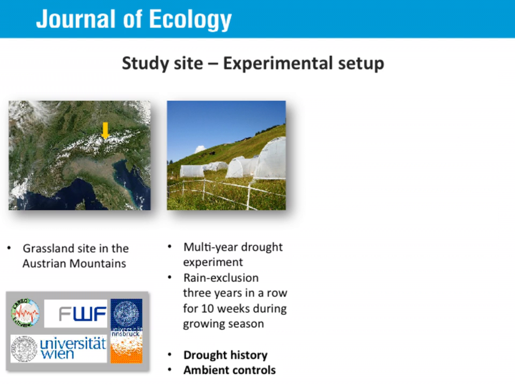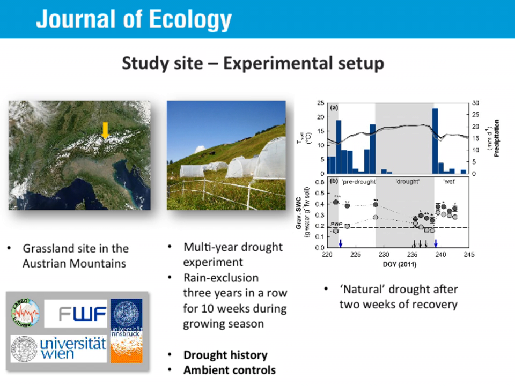To address these questions, we conducted an experiment on a grassland site in the Austrian Alps. The grassland was part of a multi-year drought experiment and has been exposed to extreme droughts 3 growing seasons in a row. In each year, rainout shelters were installed and excluded all rain over a period of 10 weeks. Additionally, control plots exposed to ambient weather conditions were maintained. In 2011, after the end of the 3rd rain exclusion period, when rainout shelters were removed and plots were rewatered, basically in the recovery period, we conducted this experiment to study the carbon dynamics in more detail.